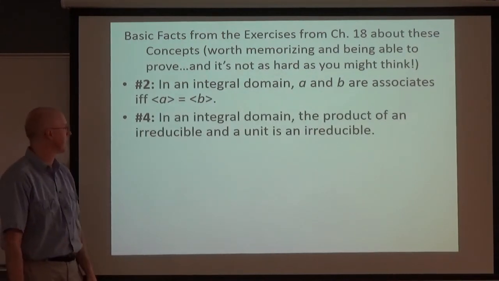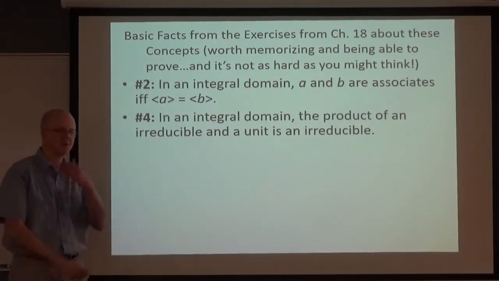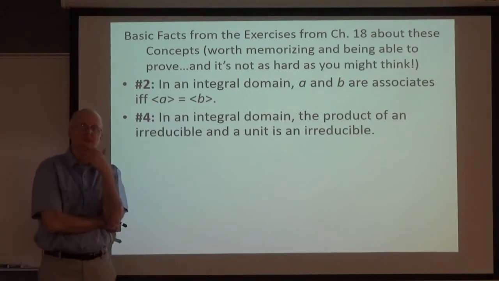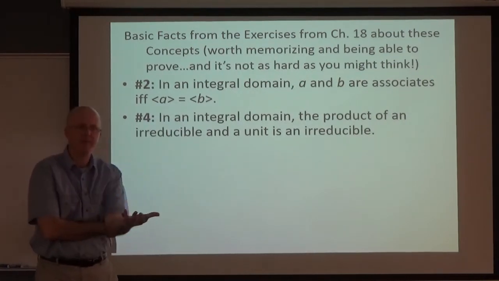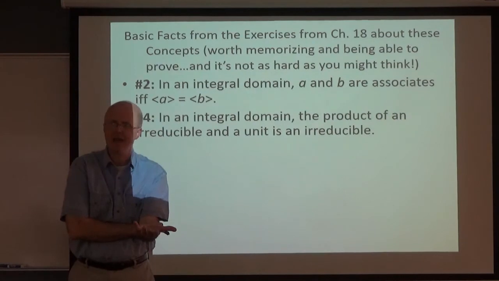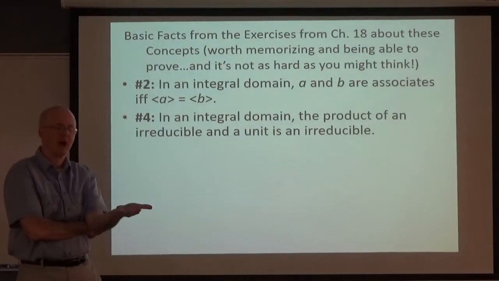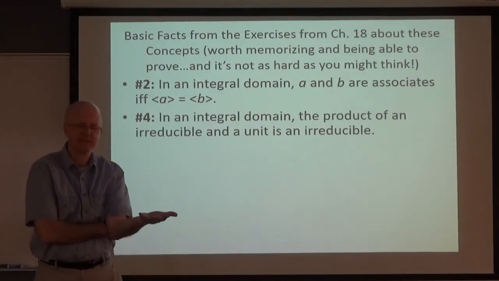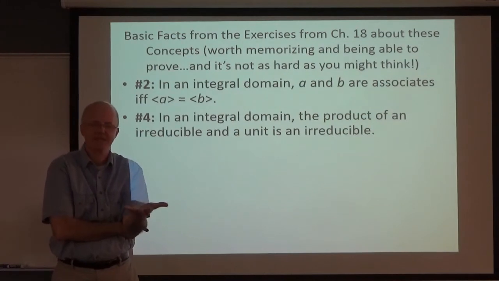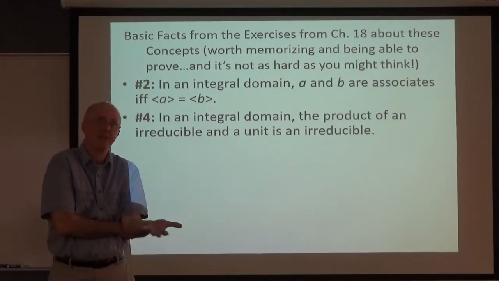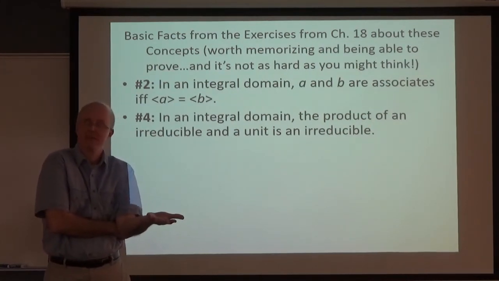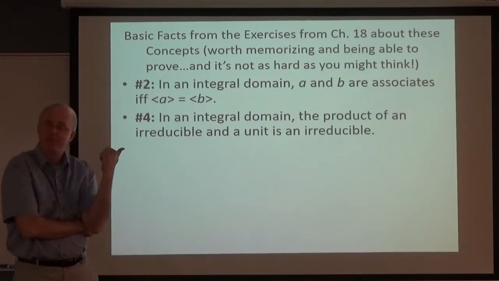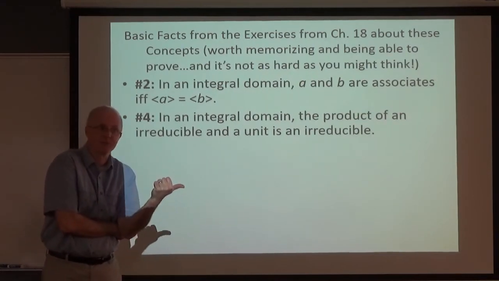In an integral domain, the product of an irreducible and a unit is an irreducible. Think Z. You multiply a prime number, 7, by a unit. Primes are the same as irreducibles in Z. Multiply 7 by plus or minus 1, you get plus or minus 7. It's still prime, according to these definitions. Still irreducible, I should say. Negative 7 is irreducible, just like 7 is.